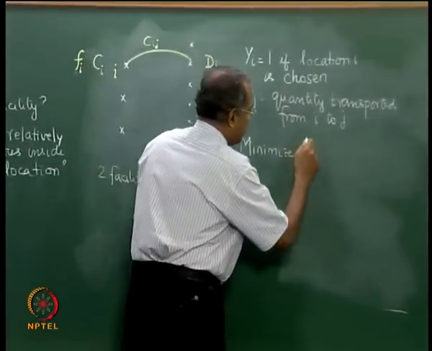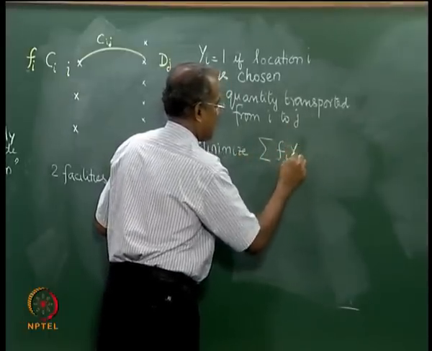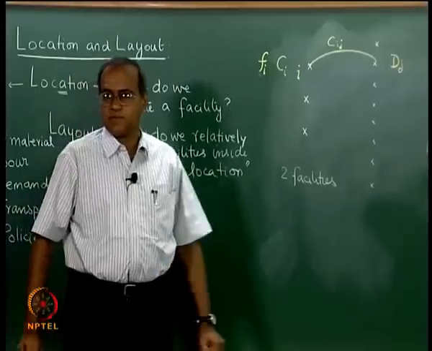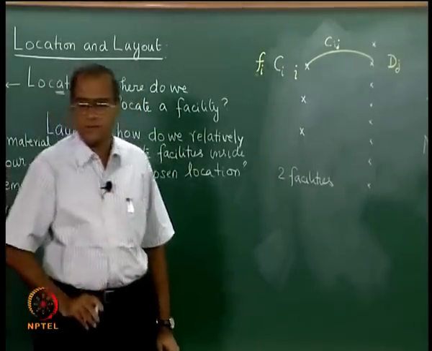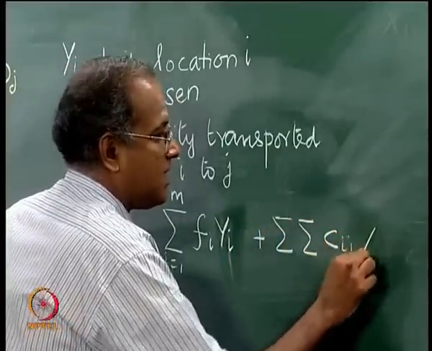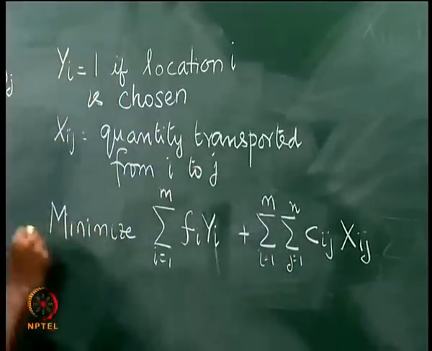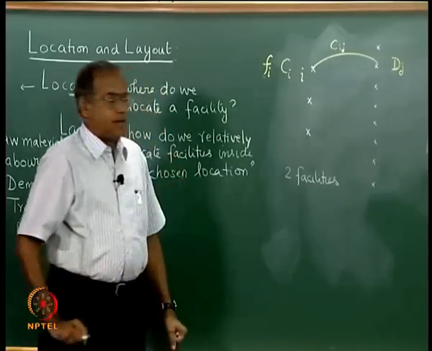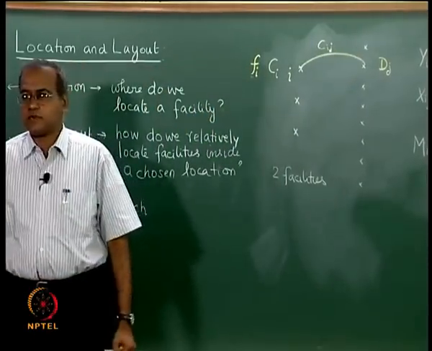So the location costs are sigma Fi yi, i equal to 1 to m. There are m possible places. Yi equal to 1 if it is chosen, and therefore there is a fixed cost, plus there is an allocation cost, sigma cij Xij, i equal to 1 to m, j equal to 1 to n. So here n is equal to 8 and m is equal to 3. So whatever is allocated from i to j, there is a transportation cost.